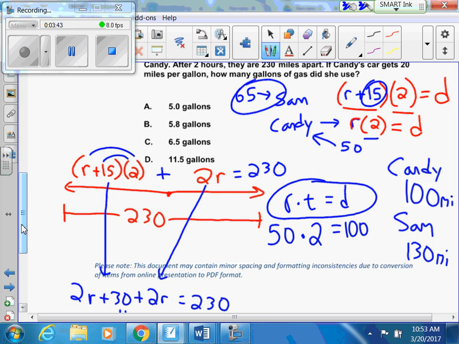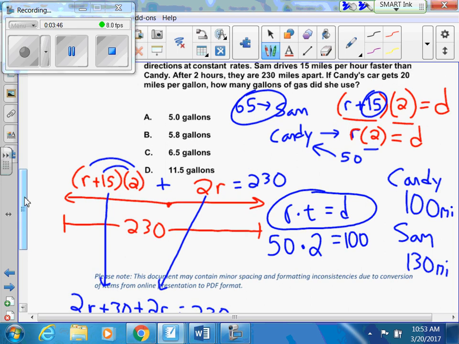Well, we're trying to figure out how many gallons of gas Candy used. She gets 20 miles per gallon. Candy drove for 100 miles. How many gallons would that take? We'll take 100 and divide by 20, and you're going to get 5 gallons. Answer is A.